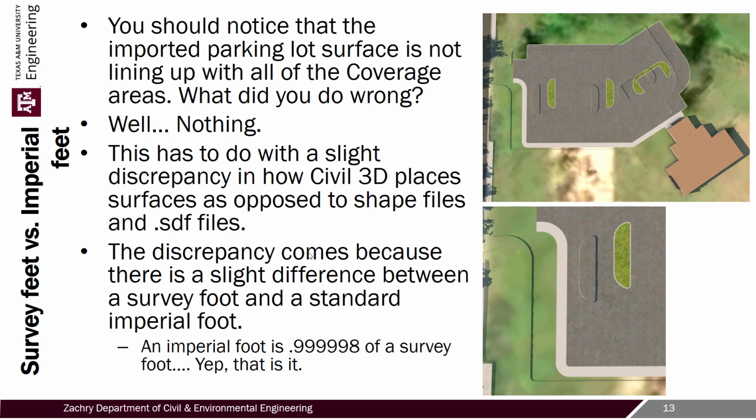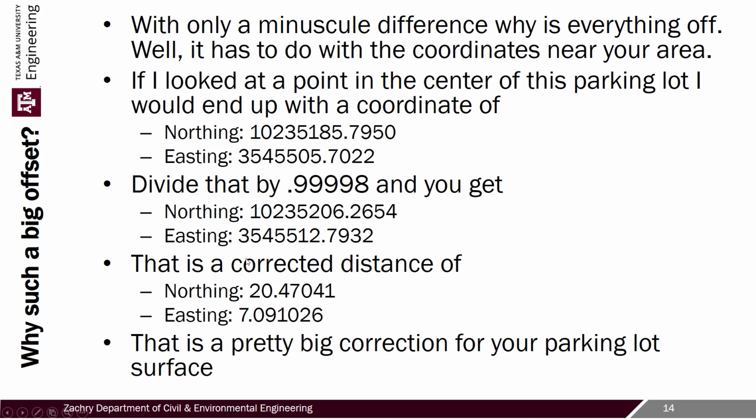An imperial foot is actually 0.99998, five nines and an eight, of a survey foot. So that 0.000002 is the difference. And that's it. So why does that cause a problem? Well, it causes a problem because of where we are. You've got to understand that that's multiplied each time. That error is coming from your origin point. And so when your northing and easting is somewhere around 10,235.1585 northing and 3,545,505 easting, well, that starts adding up.